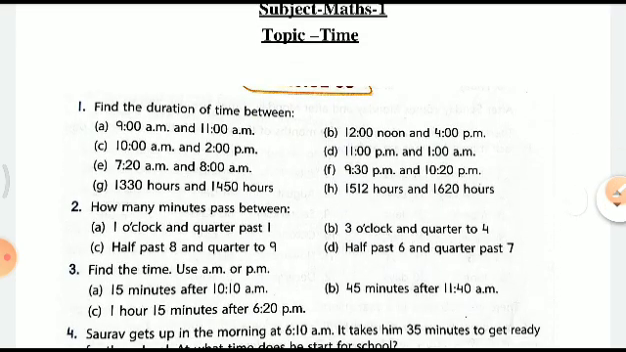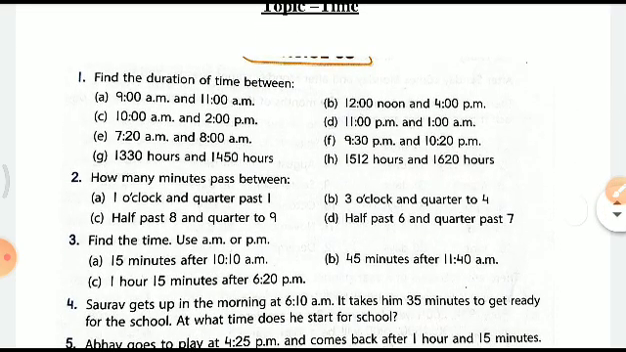Now let us move into the concept sheets. See the first question. Find the duration of time between 9 a.m. and 11 a.m. Whenever we have to find duration, what we will be doing is subtracting. We will have to subtract.